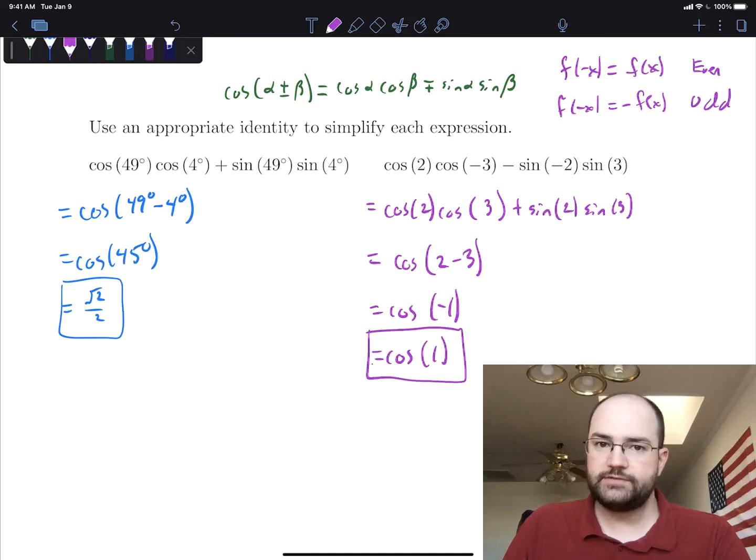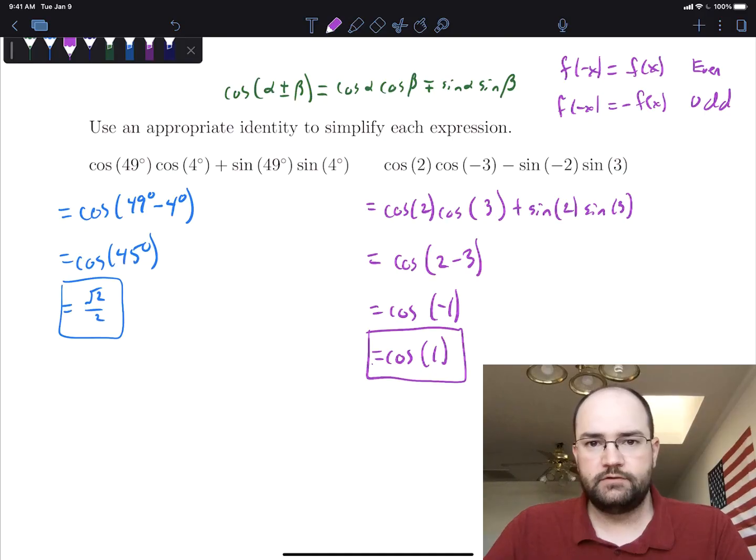We don't know what the cosine of 1 radian is, so we're just going to leave it as cosine of 1. You can round it if your question is asking for that, but we weren't asked for that here.